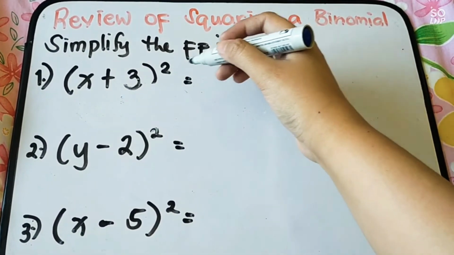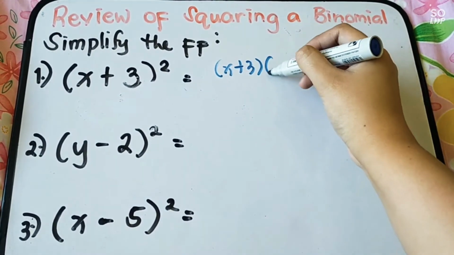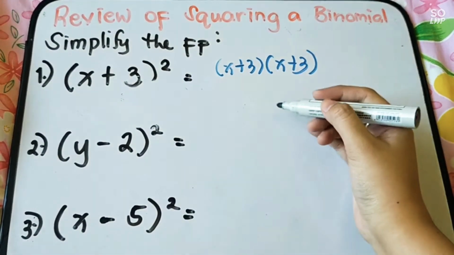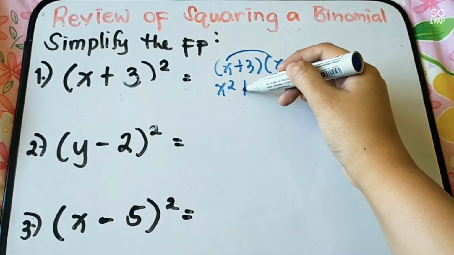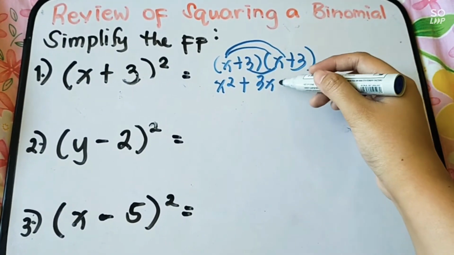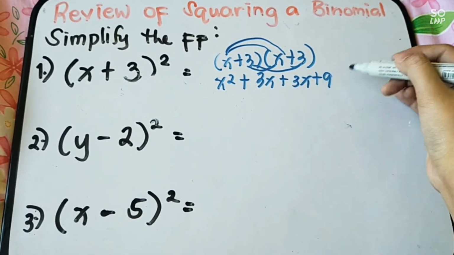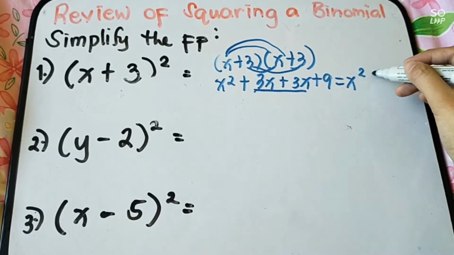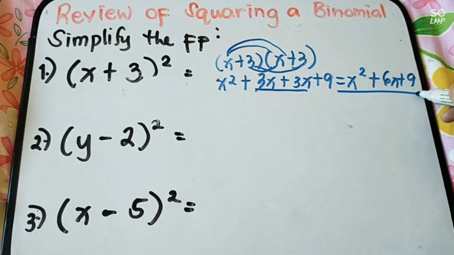So, yung FOIL method natin, meaning ito ay x plus 3 multiplied by x plus 3. Yan yung ibig sabihin yan. Squared ni x plus 3. So, let us have FOIL method. X times x, we have x squared plus x times 3, we have 3x. 3 times x, we have another plus 3x. Then, 3 times 3, the answer is plus 9. Simplify 3x plus 3x. Just copy x squared, plus 3x plus 3x, the answer is 6x, plus 9. So, yan na yung sagot.